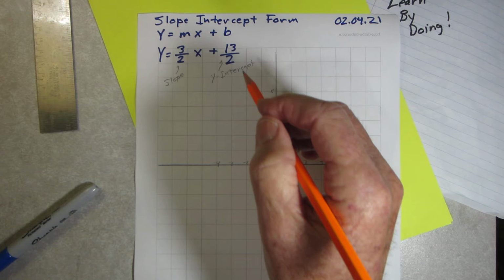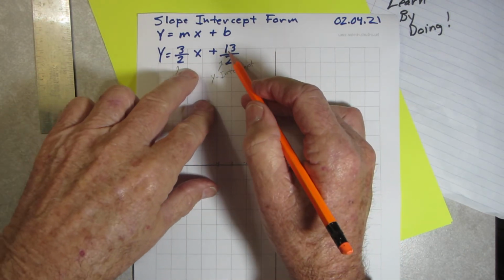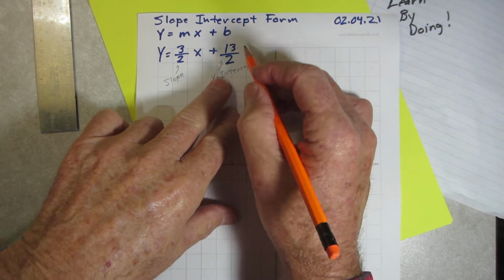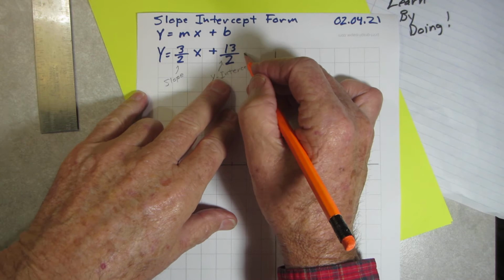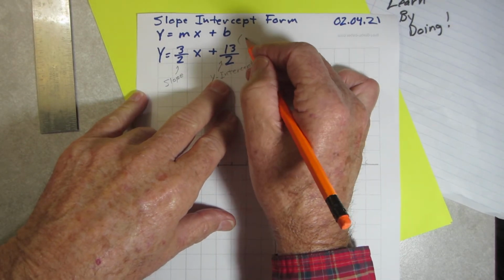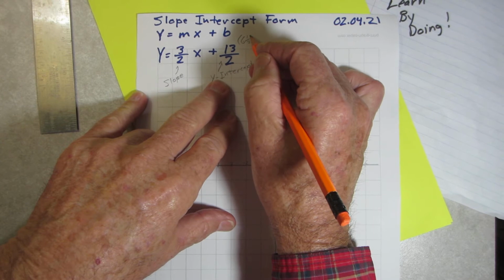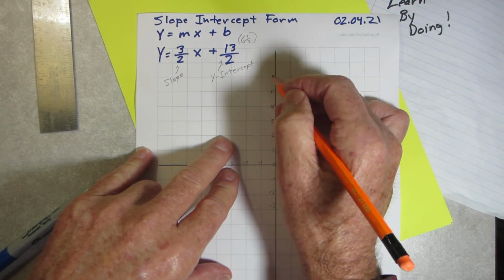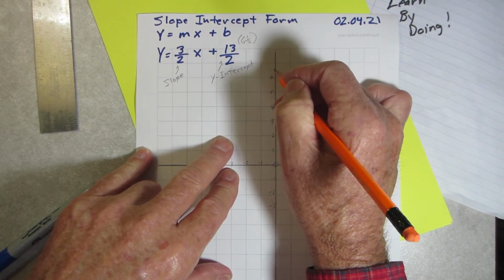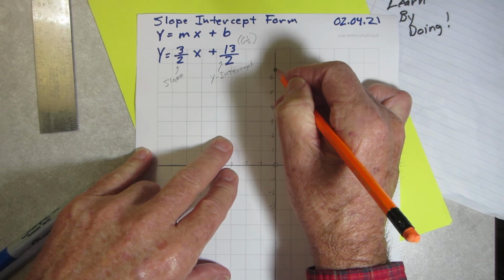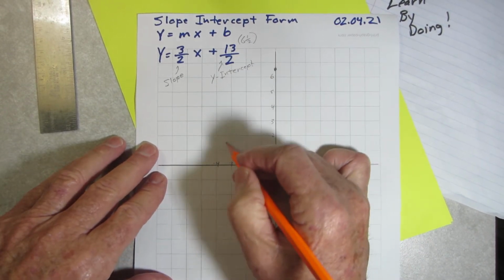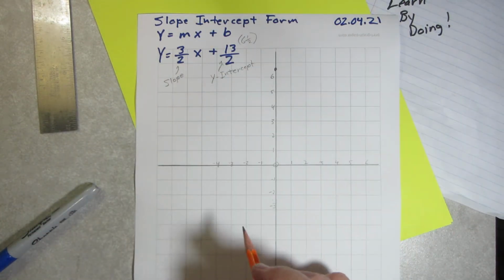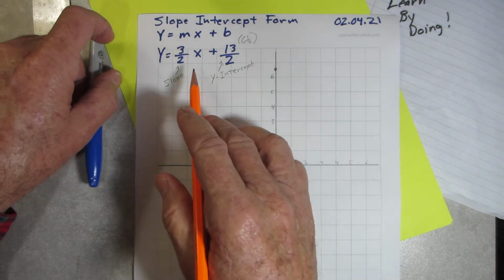Okay, so our y-intercept has a positive 13 halves. Now, 13 halves, 13 over 2, is the same as 6 1/2. So we can go 1, 2, 3, 4, 5, 6 1/2. That's going to be that point. That's our y-intercept. So our linear line is going to cross that y-intercept. Linear means a straight line. So we're doing linear work here.